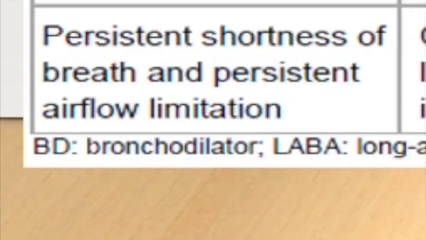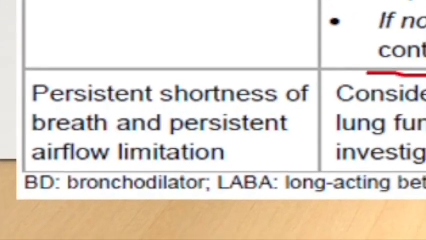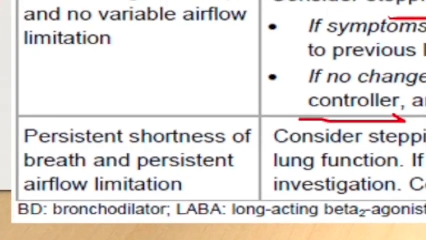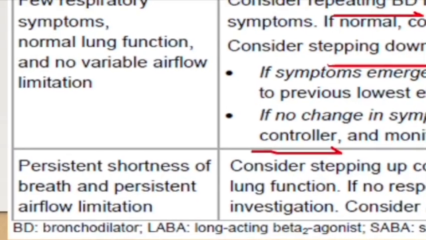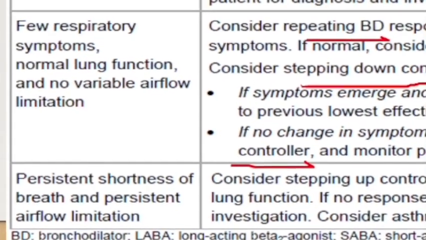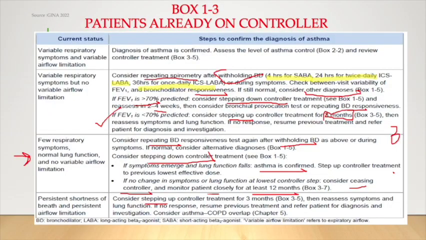However, the fourth group of patients may be a patient who is coming with persistent breathlessness, persistent airflow limitation despite treatment. Then step up the controller. How long? Again 3 months. Reassess, reassess, reassess, and recheck the lung function.